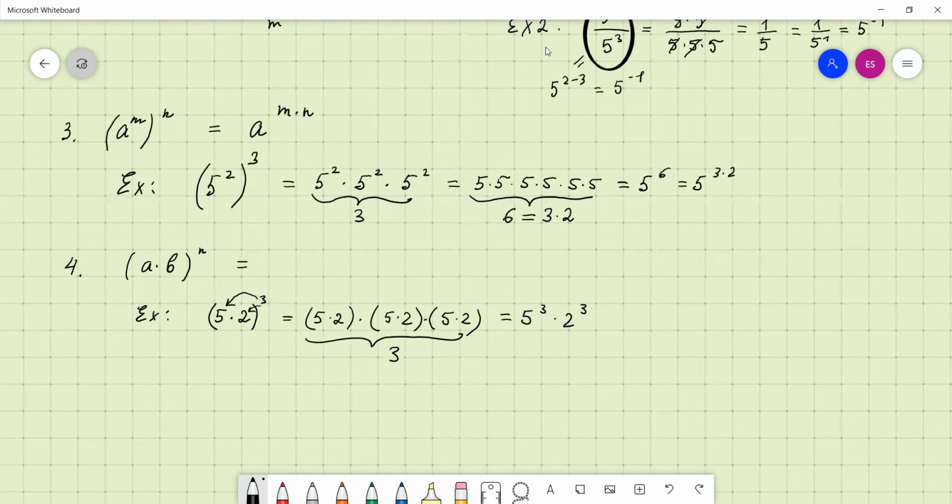So the rule is going to be next. The product to the power of n is going to be the product of each of the factors to the power of n. Okay.